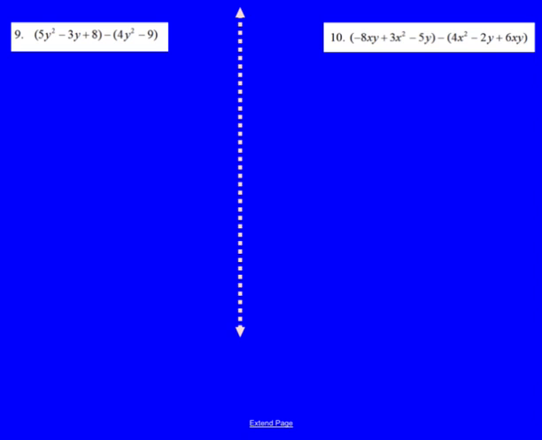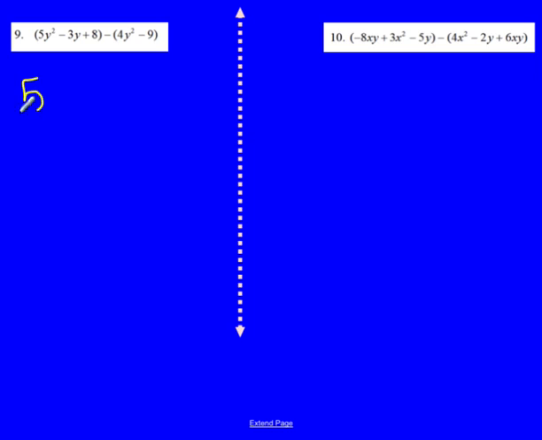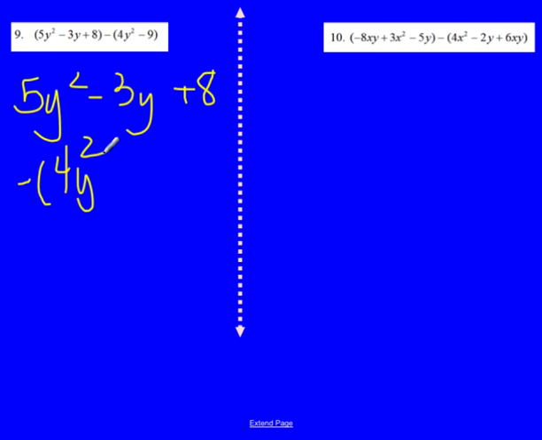Next, let's take a look at number 9. For number 9, again, I'm going to set it up horizontally. For me, that's easier with subtraction. So I have 5y squared minus 3y plus 8. And now I'm subtracting, so I'm going to have my y squared column and then my constants column. I don't have a y column. So now I want to distribute in that negative.